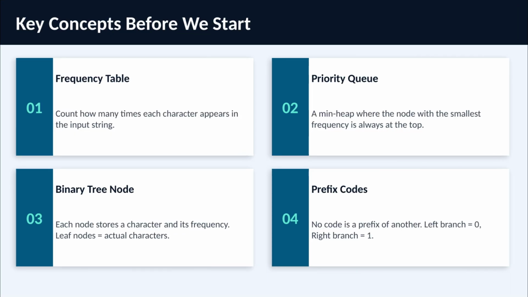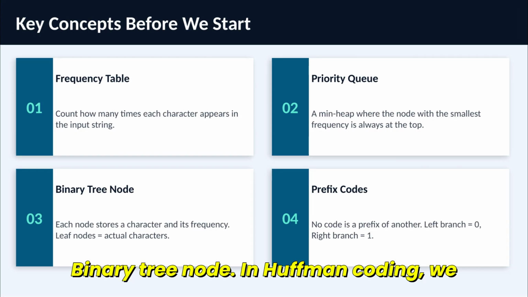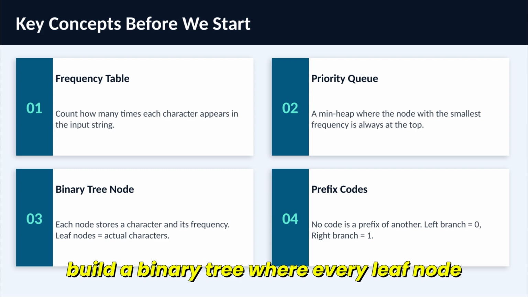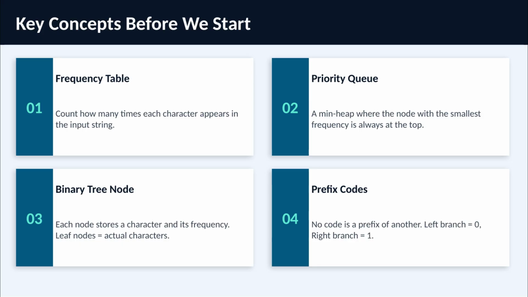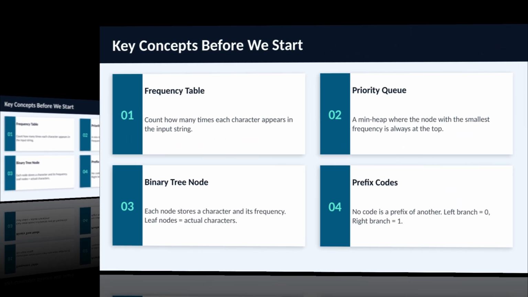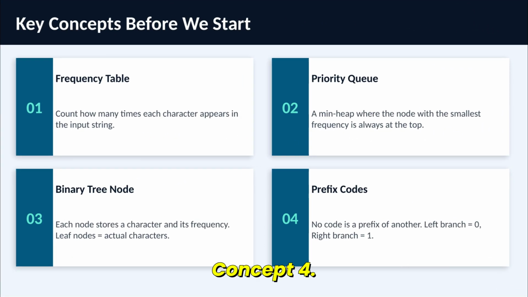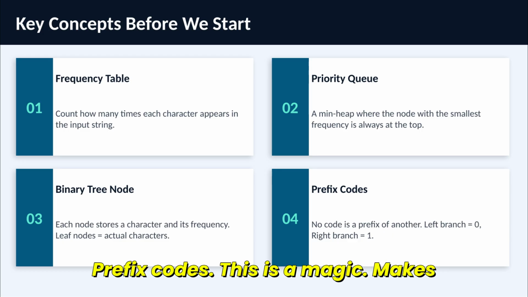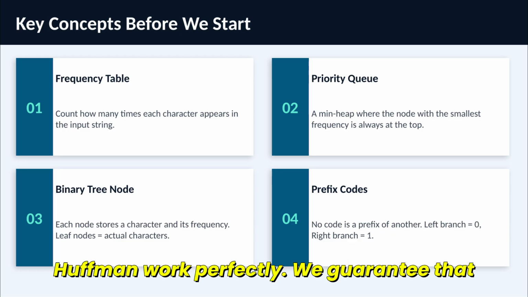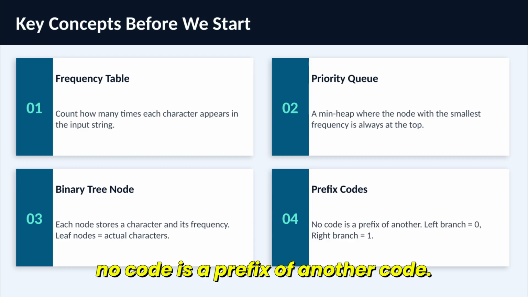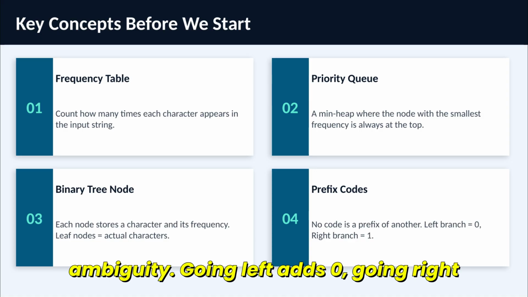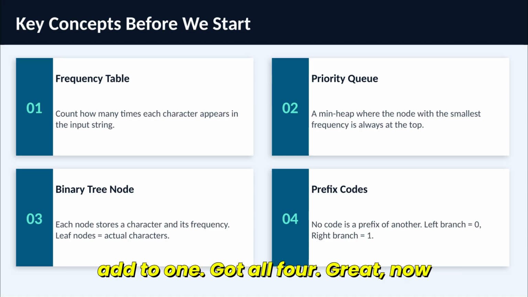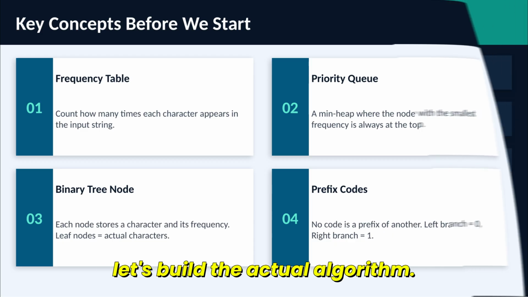Concept 3. Binary tree node. In Huffman coding, we build a binary tree where every leaf node represents an actual character. Internal nodes just hold combined frequencies. Concept 4. Prefix codes. This is the magic that makes Huffman work perfectly. We guarantee that no code is a prefix of another code. This means we can decode without any ambiguity. Going left adds a 0. Going right adds a 1. Got all 4? Great. Now let's build the actual algorithm.